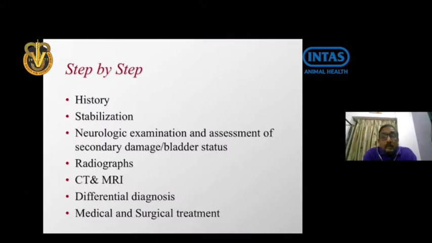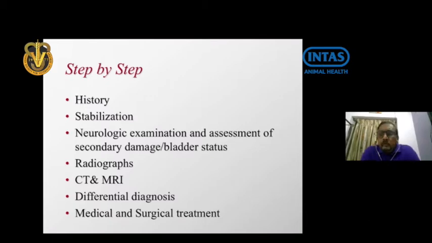Believe me, statistics say that about 18 to 24% of these injuries have neurological involvement. So that's quite a chunk of your traumatic cases. Obviously, you're going to take the history first. History is the first priority. Second, you need to stabilize the animal. Third, once you stabilize, only then are we going to look at a neurological examination. Primarily, you're going to assess the secondary damage. Only after that are you going to look at radiographs, CT and MRI if possible, come to a differential diagnosis, and do medical and surgical treatment.